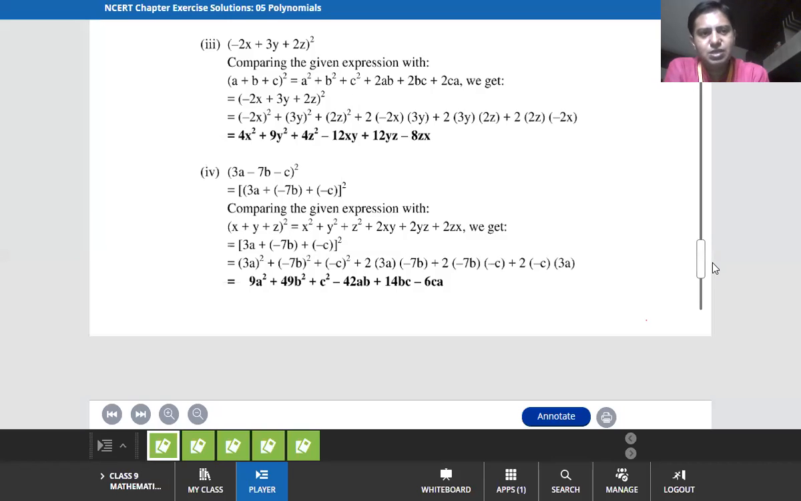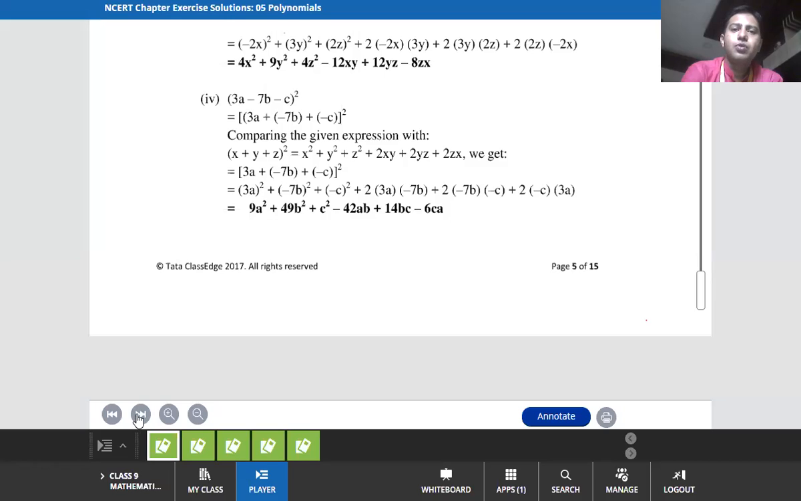I got the correct answer from Aditya and Raghav. Anika made some mistake. Anika wrote the previous answer. All right. So it is 9a square plus 49b square plus c square minus 42ab plus 14bc minus 6ca is the answer for question number 2, part 4.